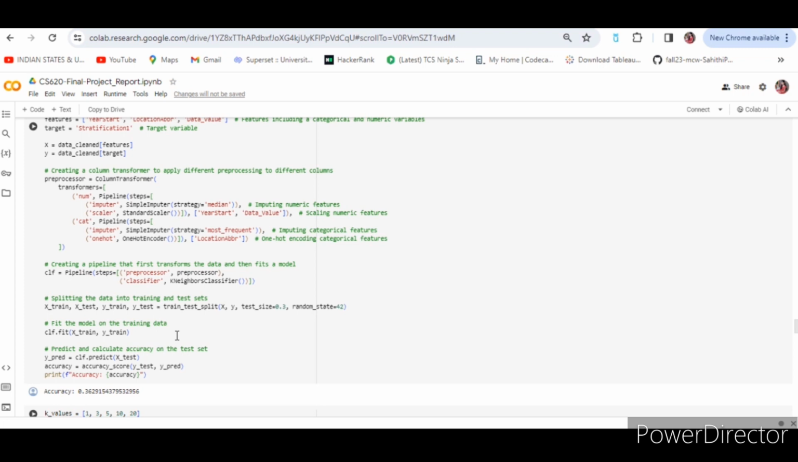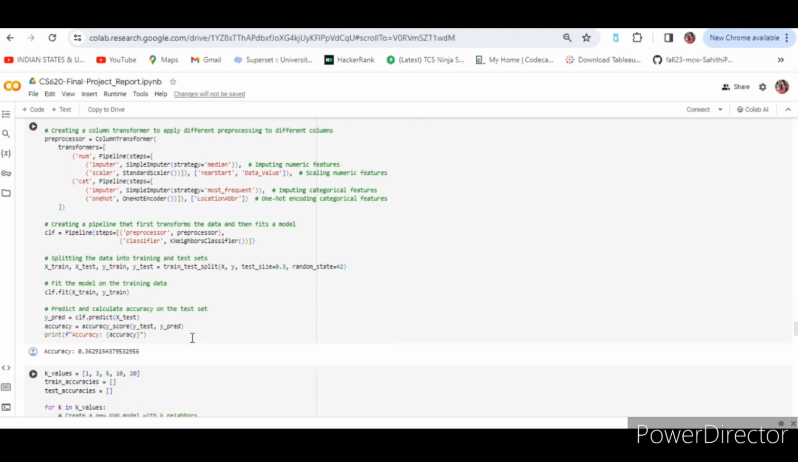After splitting the data into training and test sets, the model is trained and evaluated to calculate accuracy. As we can see, the accuracy is 36%, and with 36% accuracy on a large data set, achieving high accuracy can be particularly challenging.